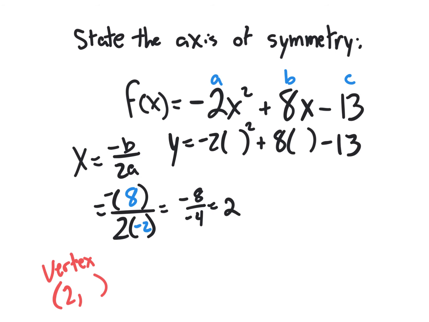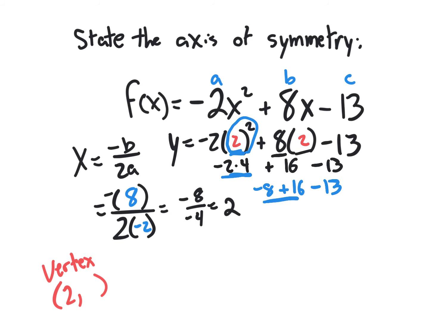So let me plug in the x value of 2 right there, and we're going to get 2 squared, that is 4. So I really have -2 times 4. We have 8 times 2, that's 16, and then minus 13. So when I do -2 times 4, that's -8, and then plus 16 minus 13. -8 plus 16, that's +8. 8 minus 13 is -5. That is the vertex y value.